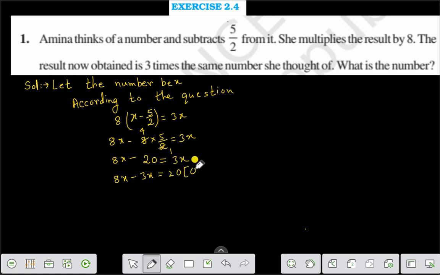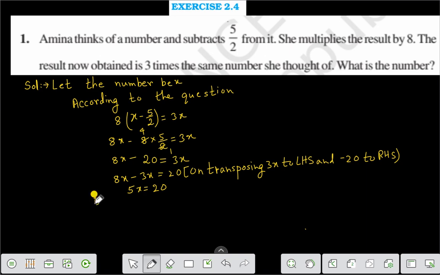That is, on transposing 3x to left hand side and 20 to right hand side, we get 8x minus 3x, that is 5x, 5x is equal to 20.